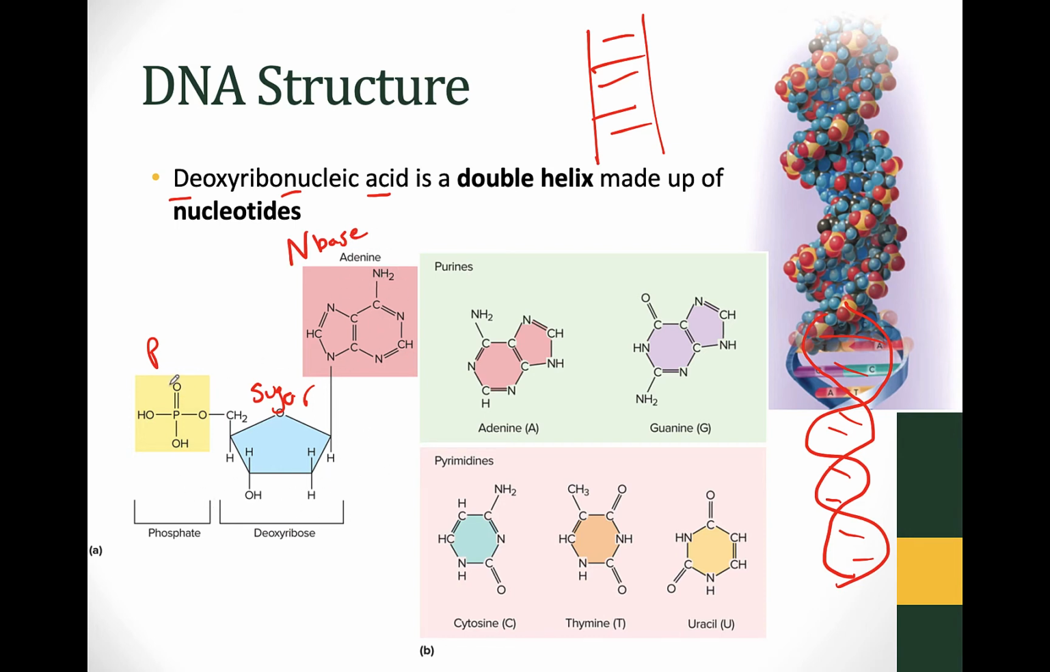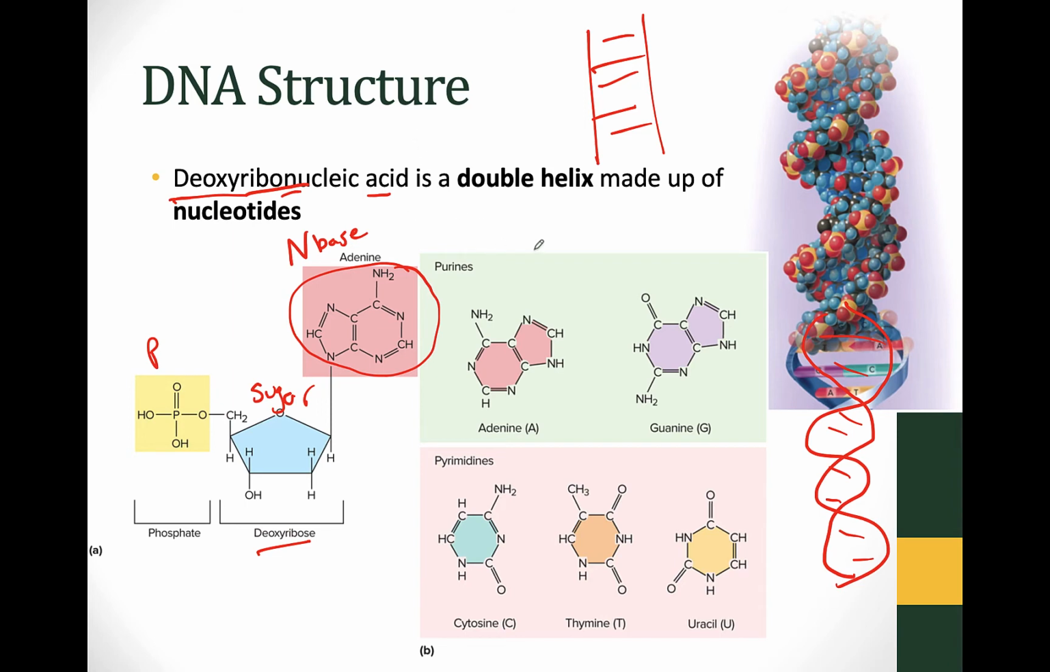All DNA has the same phosphate and the same sugar, deoxyribose. Deoxyribose is where it gets its name, deoxyribonucleic acid. And the thing that's different about each DNA molecule is this nitrogenous base. This is the only thing that differs between our different DNA pieces.